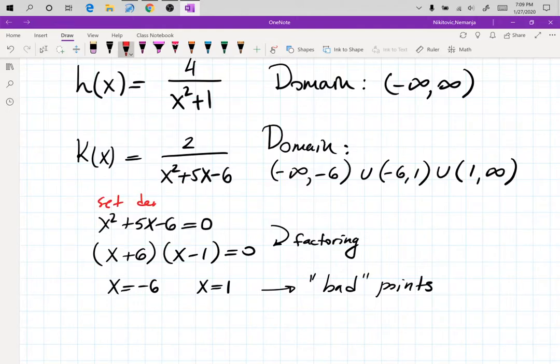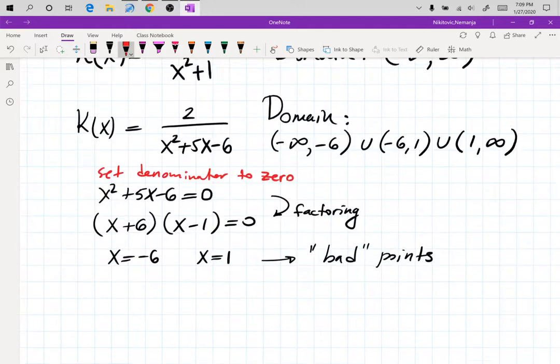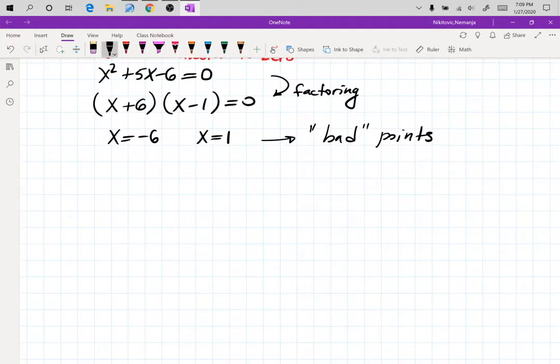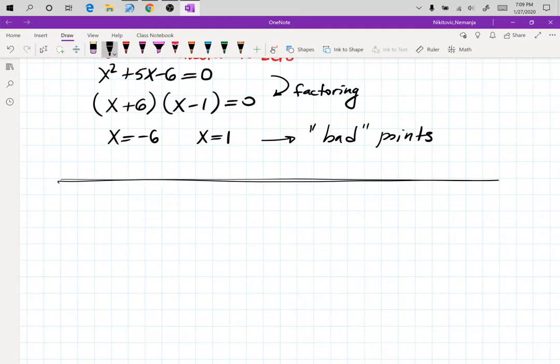Set denominator to 0. Other functions, like the square root function, do not have a domain for some values. We cannot take square roots of negative numbers.